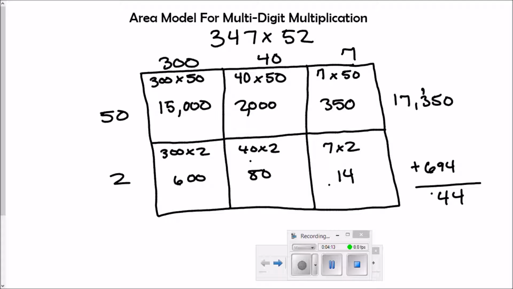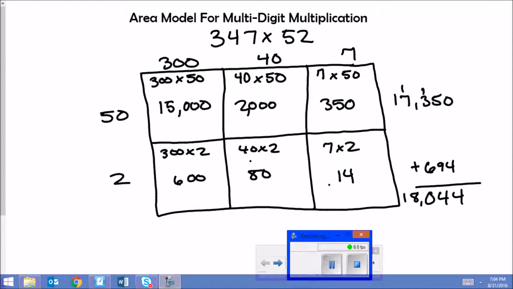And then we're going to get a 0 in the hundreds place, carry a 1. Thousands place, we're going to have an 8. And then we have a 1 in the 10,000s place. And our answer to this problem is 18,044.